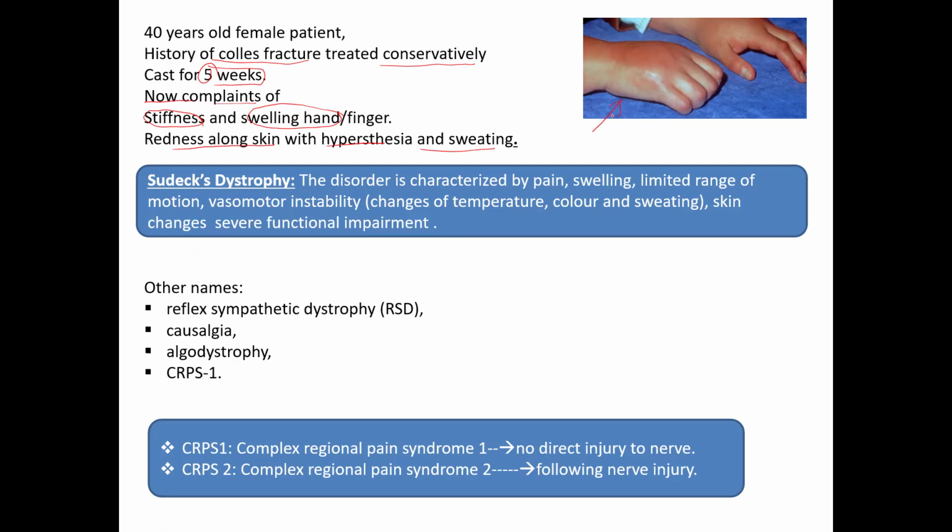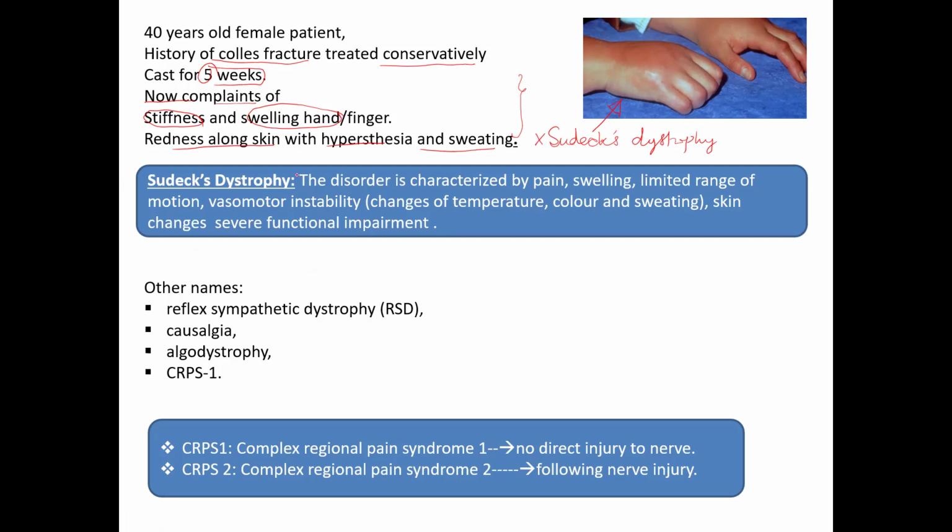The patient had a fracture of the radius, which was managed conservatively without any surgical intervention. Then after removal of the cast, the patient had redness, swelling, stiffness, sweating, all these things. So the autonomic system and the motor system are affected after the fracture. This is a typical presentation of a patient who has Sudeck's dystrophy. Sudeck is the name of the clinician who described this, Paul Sudeck.